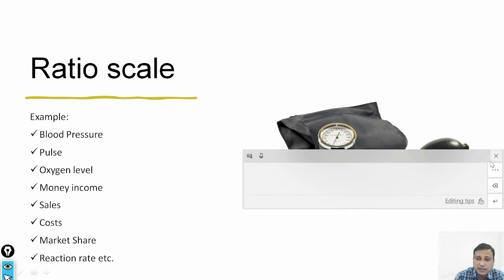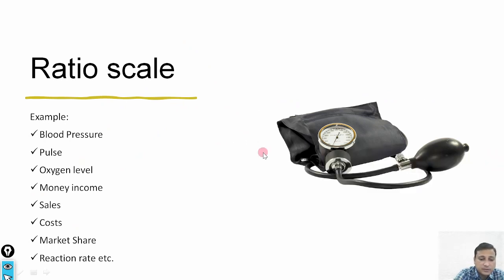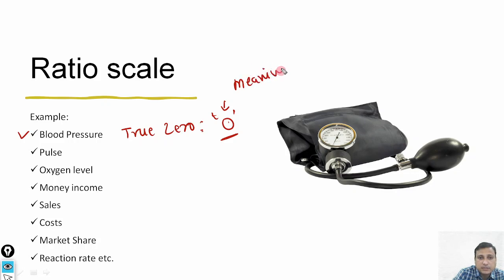Here is the example. Blood pressure. When I said there is a true zero, what does that mean? True zero means if I am measuring blood pressure of, suppose, a patient, and if the blood pressure comes zero, does that mean that the person is living? No. When blood pressure is zero, it means there is no blood pressure in the body. It means that patient has died. This zero has some meaning here.